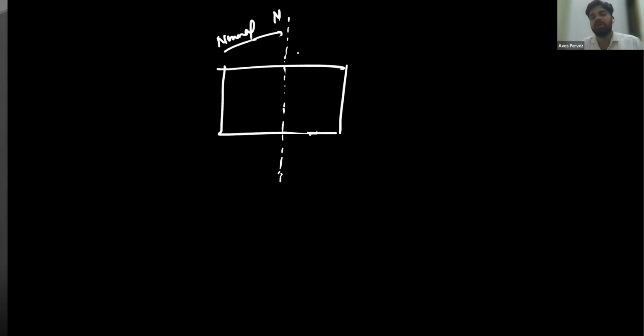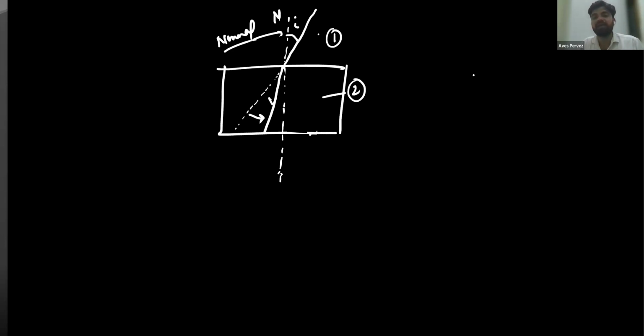If an incident ray is passing through at some angle of incidence and it bends towards the normal, though it was going to go this way, then it is entering an optically denser medium. This is medium 1 and this is medium 2. We can consider that medium 2 is denser as compared to medium 1.